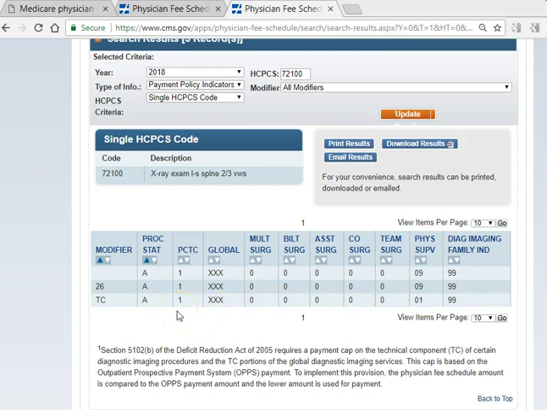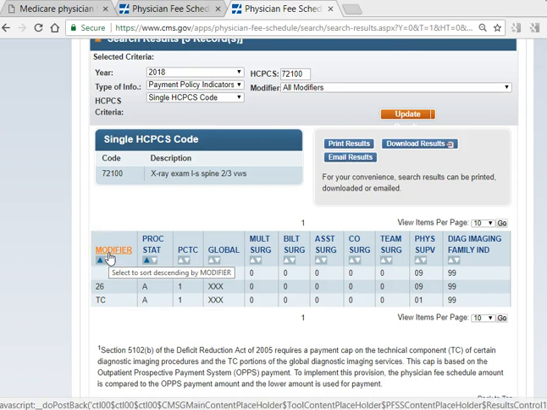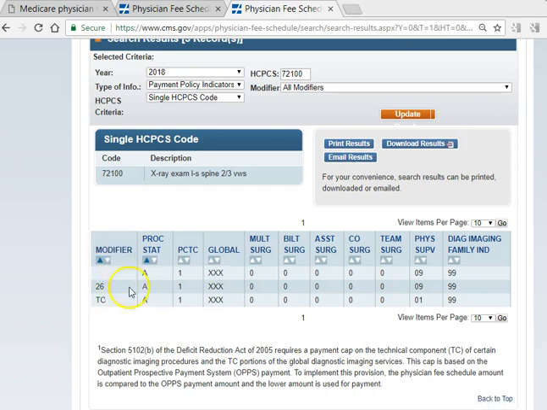Well, let's start with the modifier. So the modifiers, we could change the way that they're listed, but we're not going to do that. Just going to leave them the way they are. We have a blank here in the modifier. That means the global code is the one that they're applying here, which means that both the technical component and the professional component are being applied on this line item.